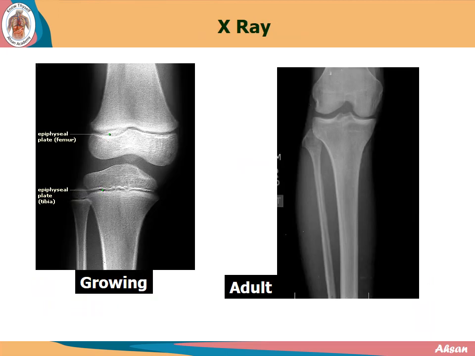You can see the X-ray. The X-ray on the left side is of a growing bone, because you see the epiphyseal plates of cartilage are visible, but on the right side the separation is not visible. A darker line is visible that indicates the thin compact line.